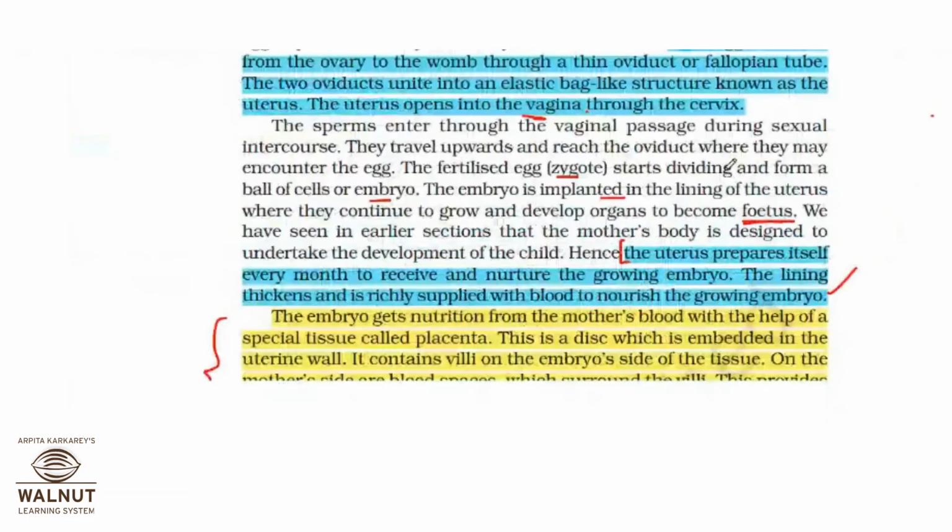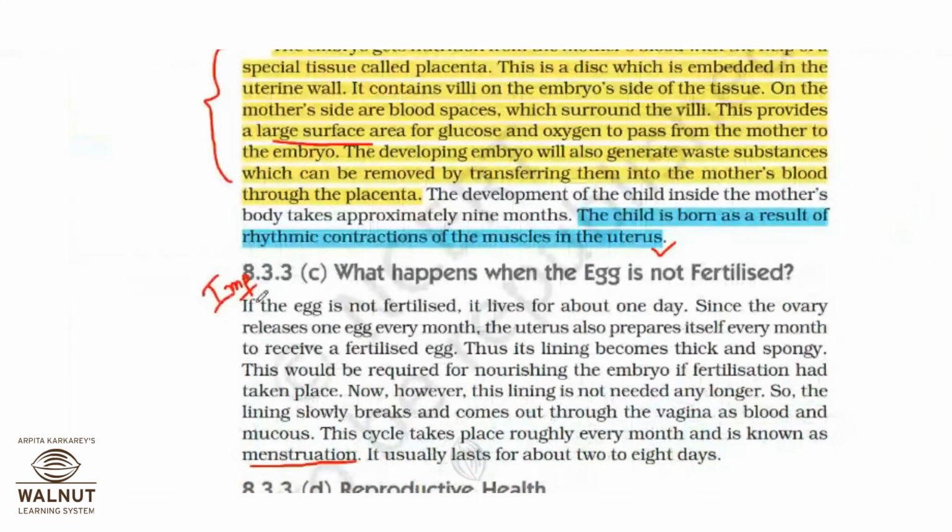For that, again, I want you to read this 8.3.3c. What happens when the egg is not fertilized? Please read this. If the egg is not fertilized, it lives for about 1 day. Since the ovary releases one egg every month, the uterus also prepares itself every month to receive a fertilized egg. Thus, its lining becomes thick and spongy. This would be required for nourishing the embryo if fertilization had taken place.